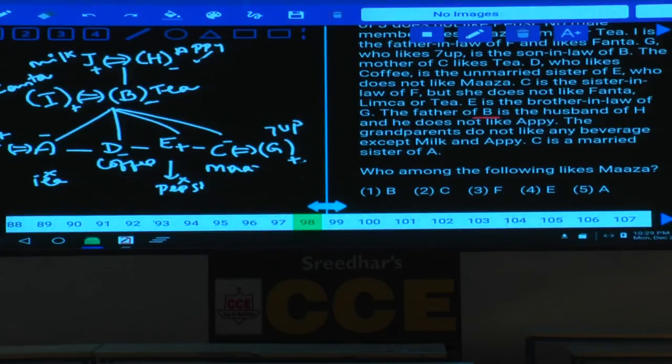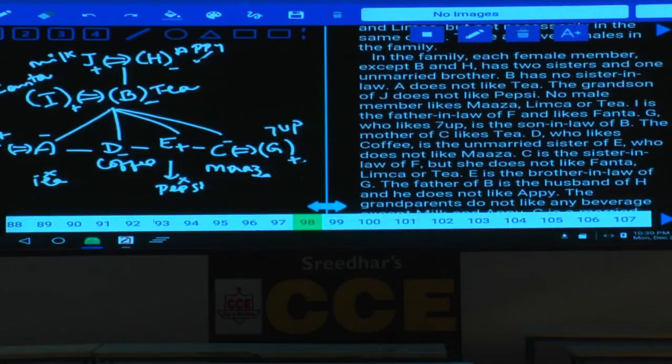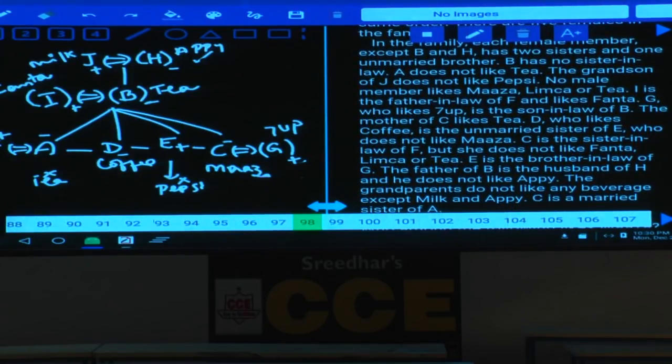Now we have that information at the beginning only. Now no male member likes Maja, Limca or tea. Now tea is completed, and this person does not like Maja, and this person does not like tea and Limca, and this person must like Maja. Maja, 7-Up and coffee have been done. Now one more female is there. Now which one should this female like? This female A should like Limca.